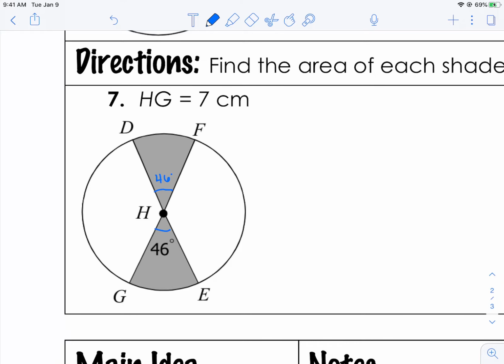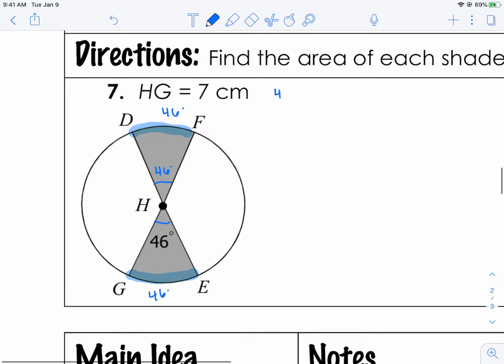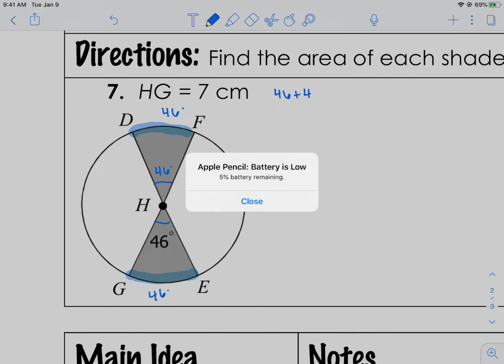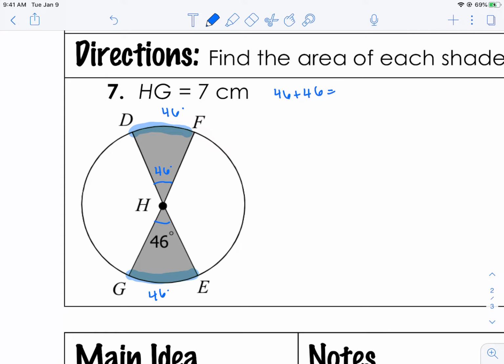okay. So there's a couple ways you could do it. You could either break it up or you could add them together and then do it. I'm going to go ahead and add my 2 intercepted arcs together. So 46, 46, that gets me 92. So that's going to be my x, so the measure of the arcs, okay?